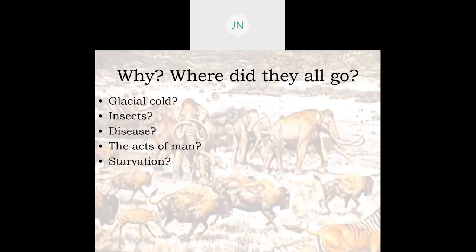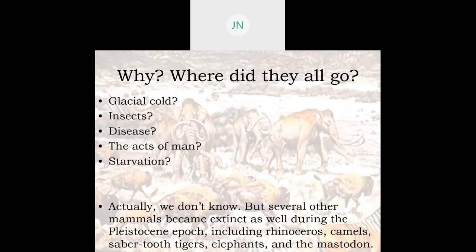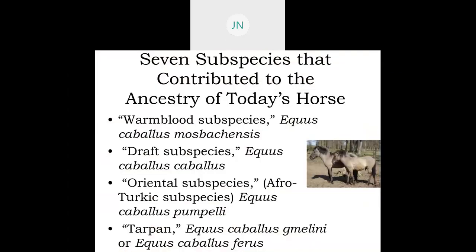So where did they all go? Was it the glacial cold that set them away? Was it the insects, the disease, the acts of man, and starvation? But we don't really know. Several other mammals became extinct as well during this period, and that included the rhinoceros, the camels, the saber-toothed tigers, the elephants, and the mastodon.